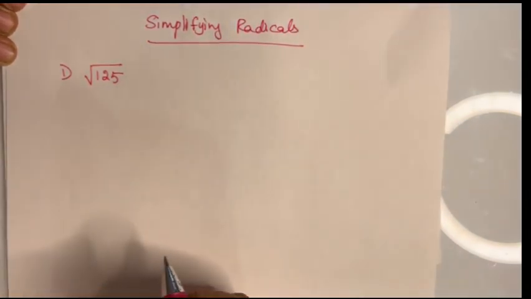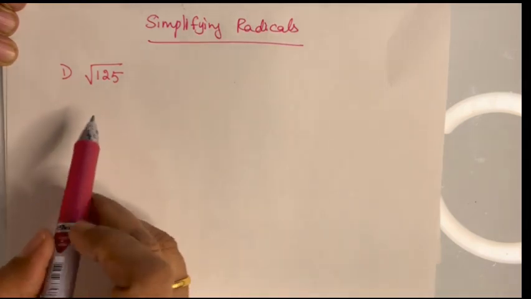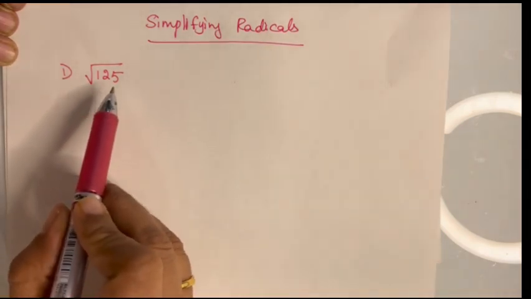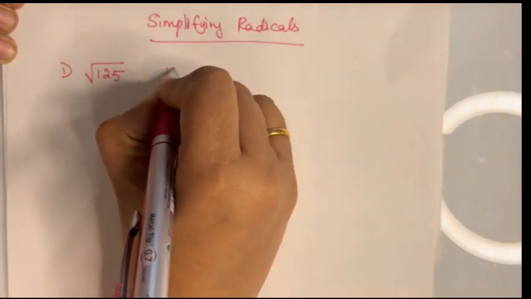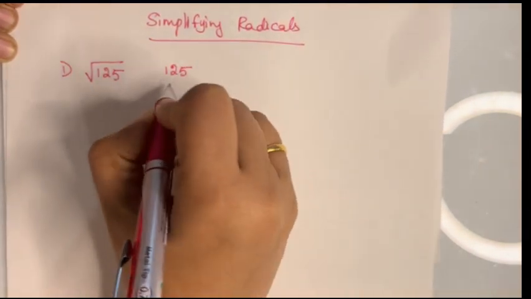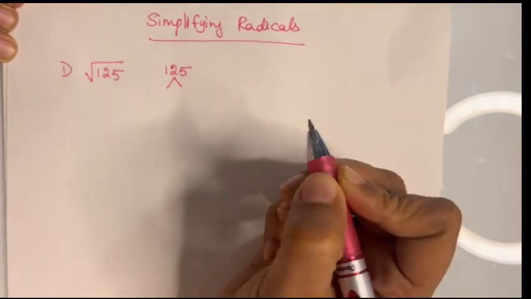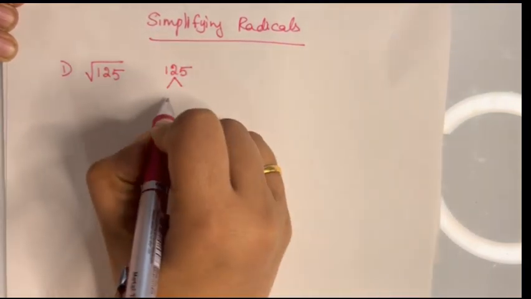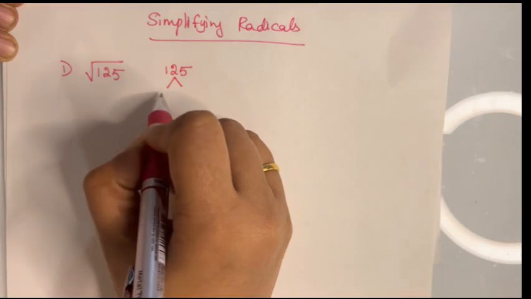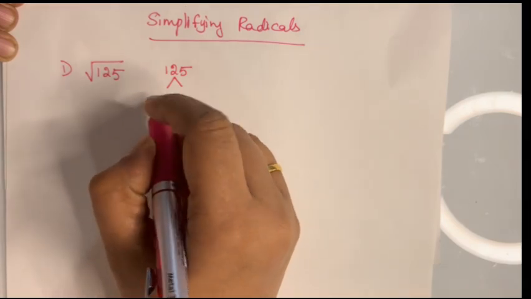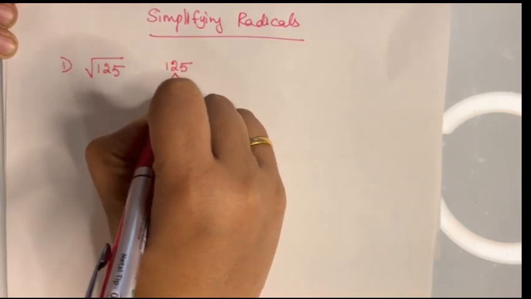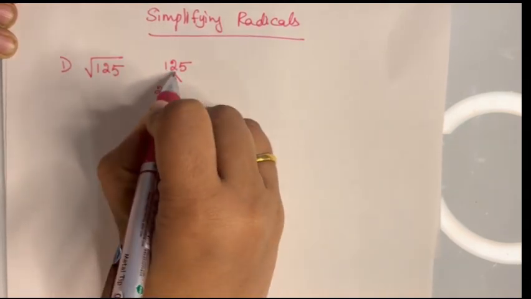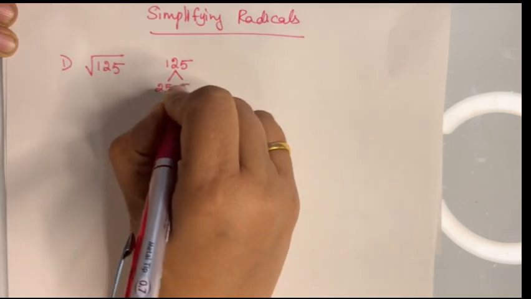If you type it in the calculator, you will get a decimal. We want to see how we can simplify without a decimal. So the way I do it is I take 125, what perfect square goes into 125? You can do a prime tree or you can use the perfect squares. So I want to see what perfect square goes into 125. 25 is a perfect square.